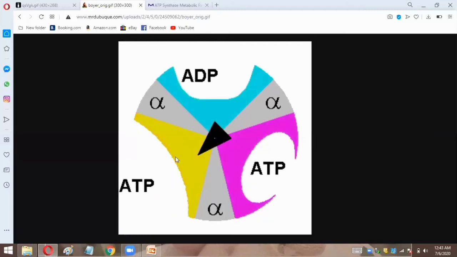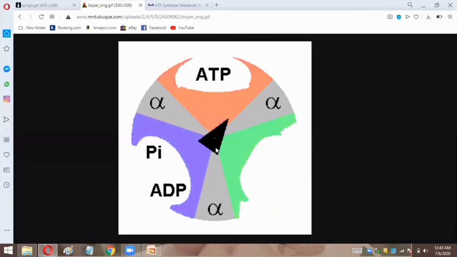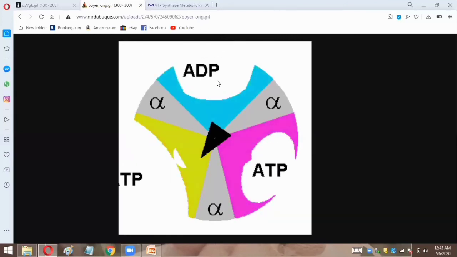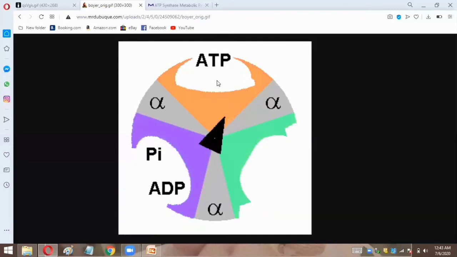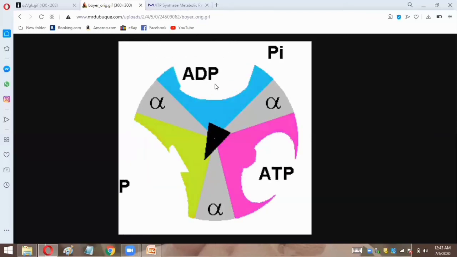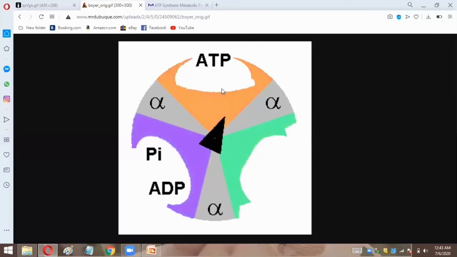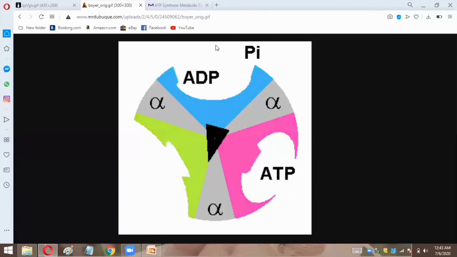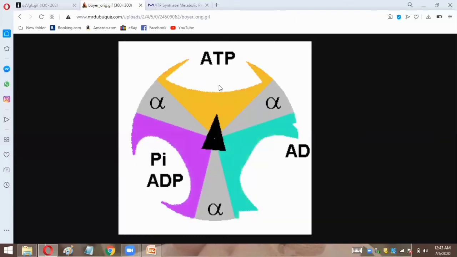So that's how it works. At one rotation of this gamma subunit, three ATPs are synthesized. ADP binds, then rotation causes the loose to become tight, and in the tight form the ATP is synthesized. After it rotates again, this fully synthesized ATP will be released only in the open conformation. So it means that the energy is required basically for the open conformation, because in the open conformation there is the release of the ATP.